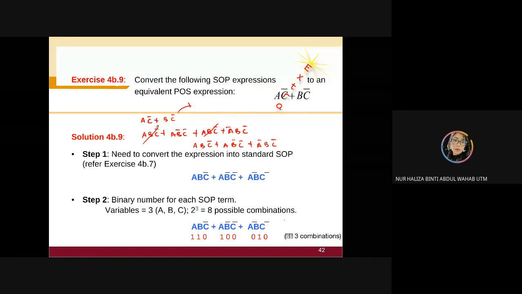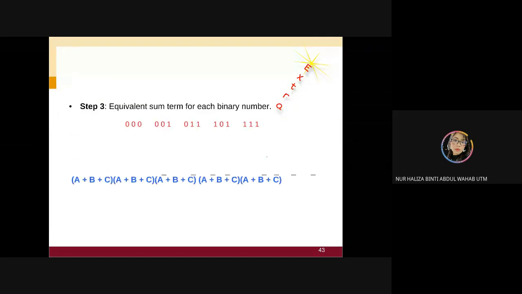So after I know the value, the rest will be my POS. So you just convert it using the POS. A equal to 0, A bar equal to 1.